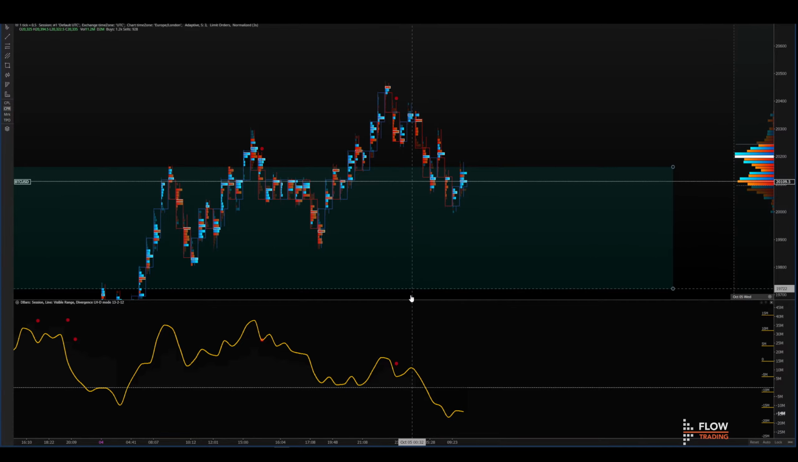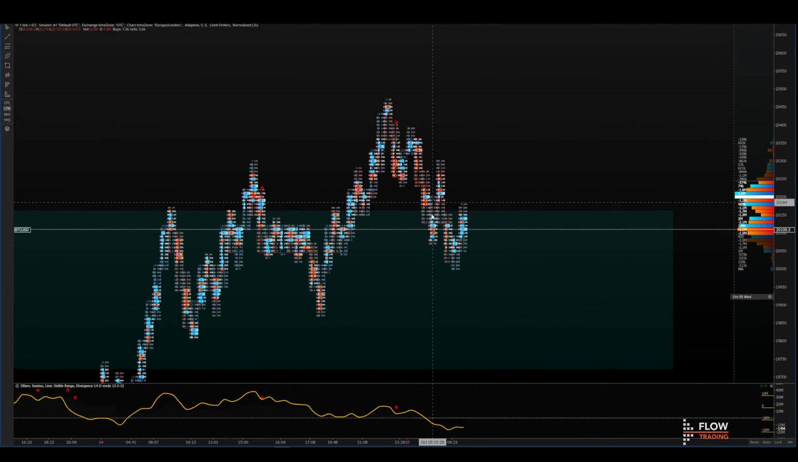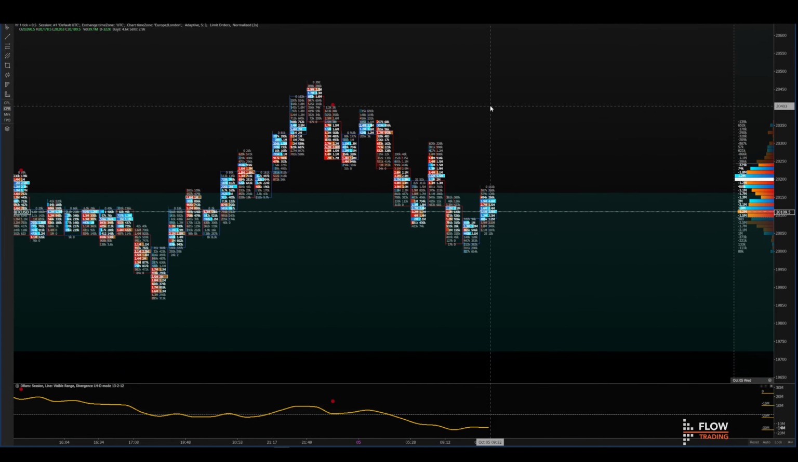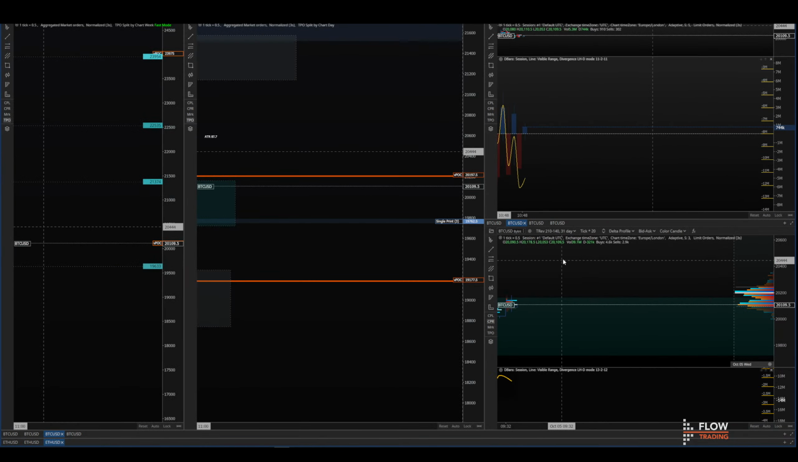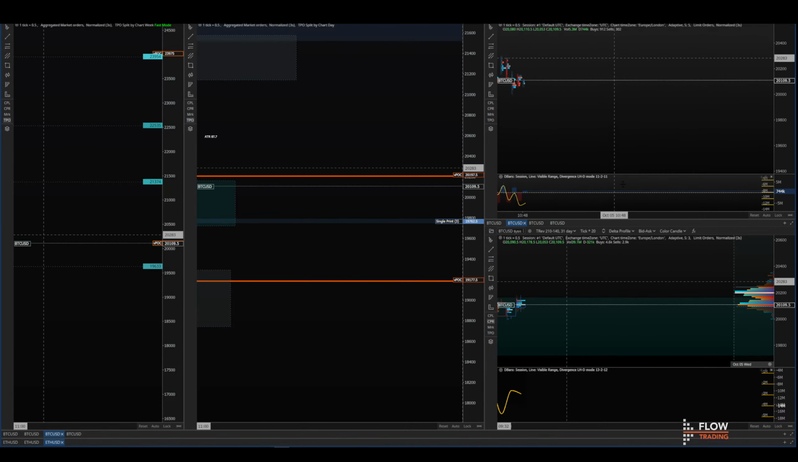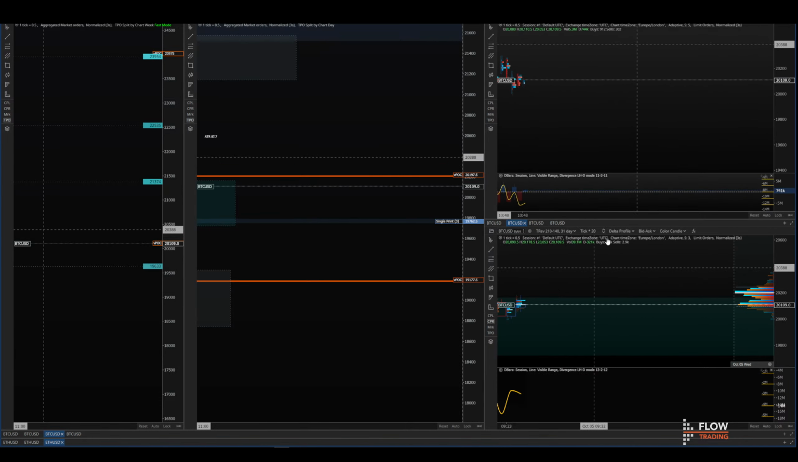So there's a bullish CVD divergence here. I think we could see a little bit more upside, and yeah, I wouldn't be surprised to see a little bit more of an uptick on Bitcoin for now. So I think that pretty much covers everything.